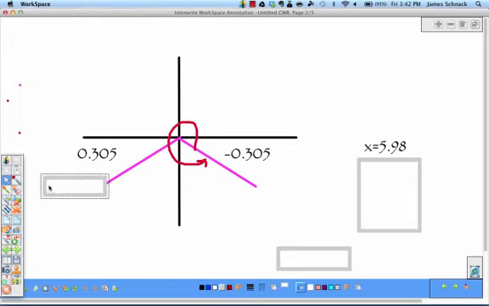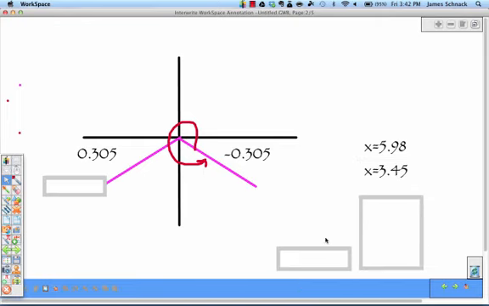So again, my reference angle is 0.305. It's beyond pi radians. My second answer is 3.45 radians. And there we go. 2 radian answers. They're approximate. I'm using 3 significant figures like I should. And that's all there is to it, ladies and gentlemen. Think about the reference angles. You're good to go.